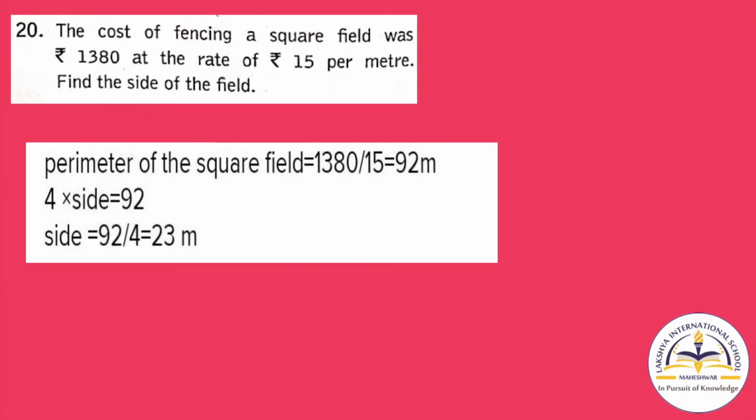Now question number 20. The cost of fencing a square field was rupees 1380 at the rate of rupees 15 per meter. Find the side of the field. So perimeter of the square field equals 1380 divided by 15, that will be 92 meter. So 4 into side equals 92. Now we have to divide 92 by 4, that will be 23 meter, that will be the side of the field.